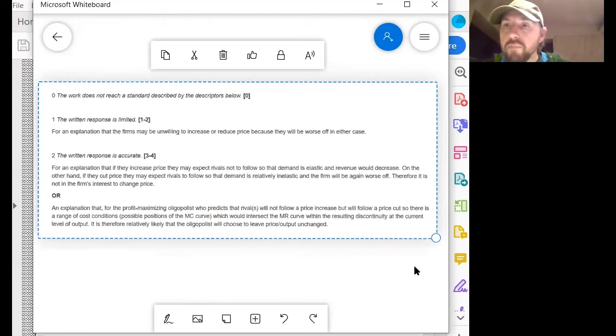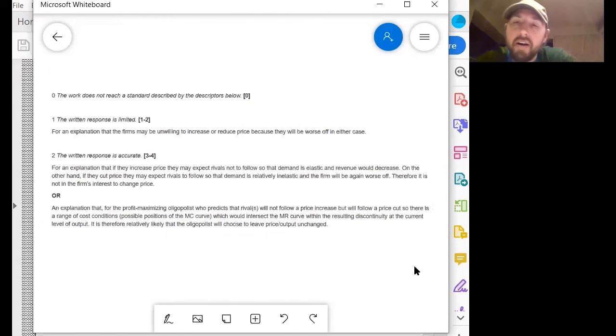So anyway, please notice the 4-point question. And the way it's kind of done is with these ranges. It is a little subjective. So 1 to 2 points, saying it's limited. You explain that they're unwilling to increase or reduce price because they're worse off in either case. And that's really what I said in the PPT video. It's 12:30 in the morning now. It was vague. So you want to get those extra answers?